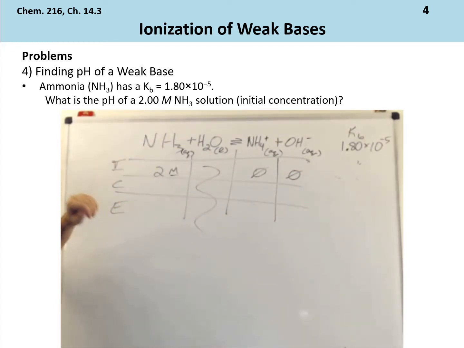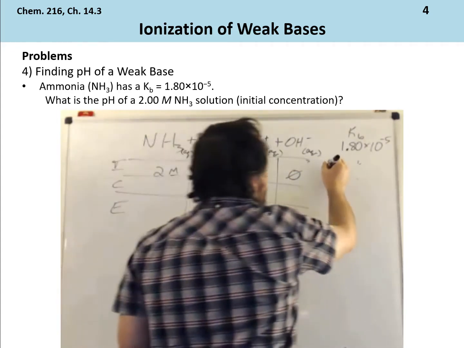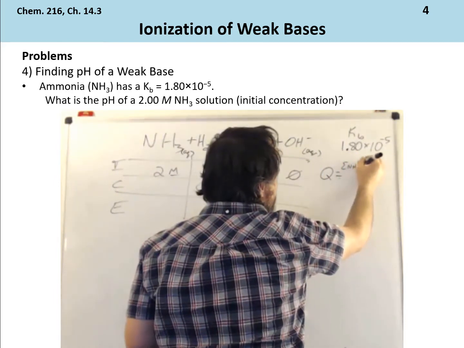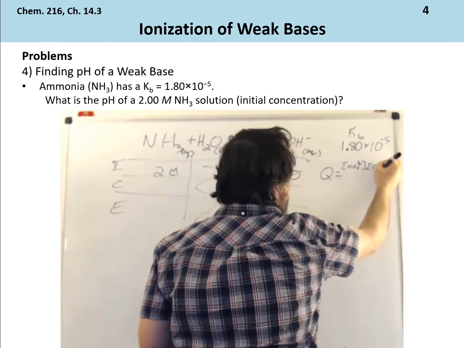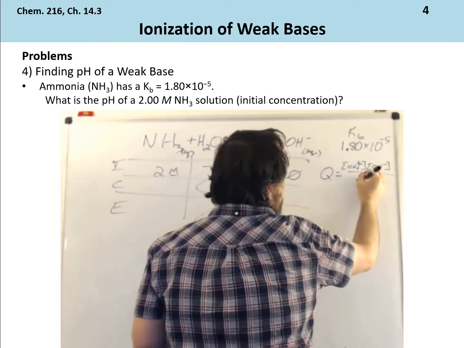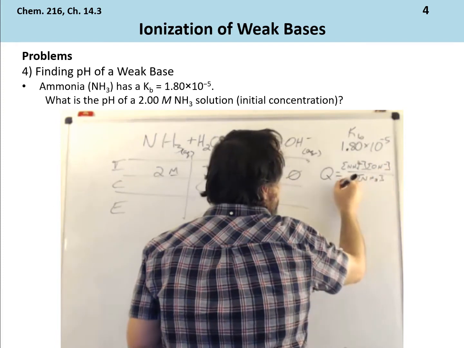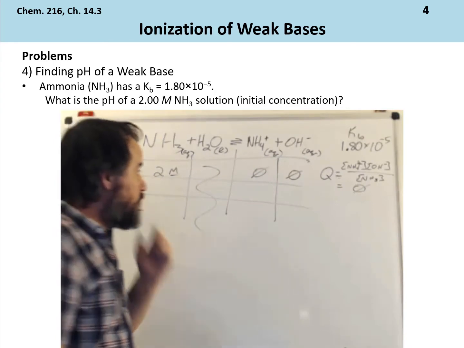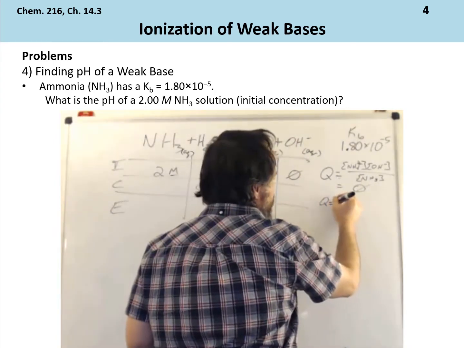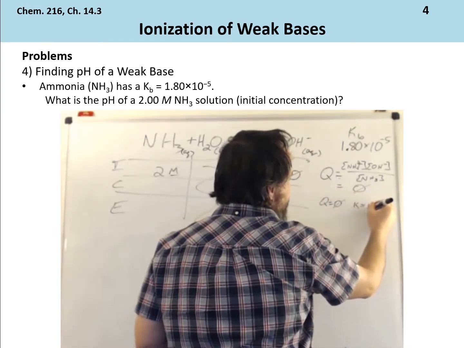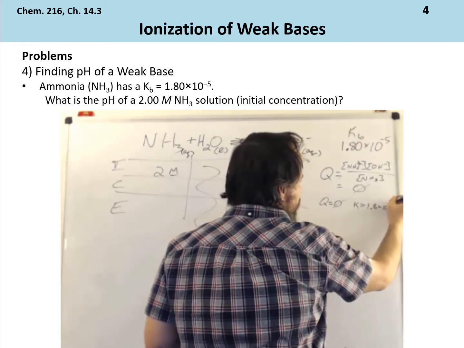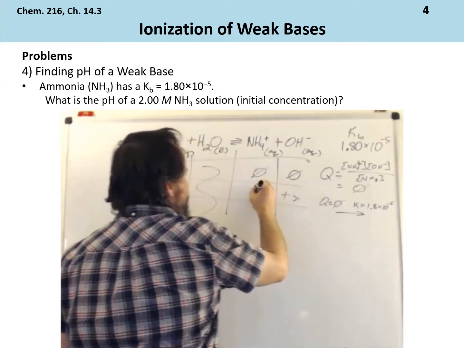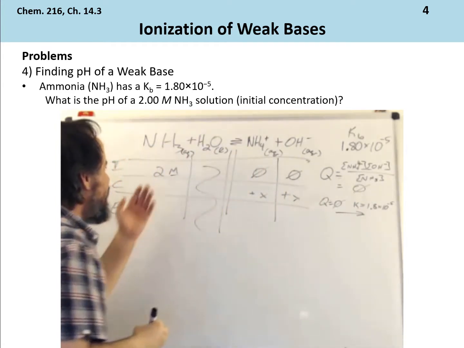All right, so I have my initial. Now I go ahead and plug in to find my Q. And it's going to be 0. Why? Because I have 0 times 0 on top. So my Q is 0. My K is 1.8 times 10 to the minus 5. So that means it's going to shift towards the right. So that means these are going to increase. This is going to decrease.